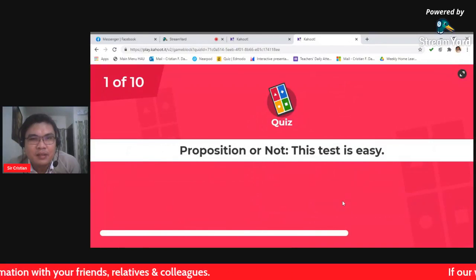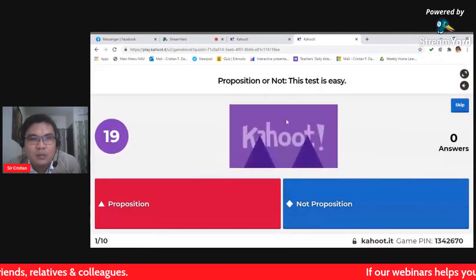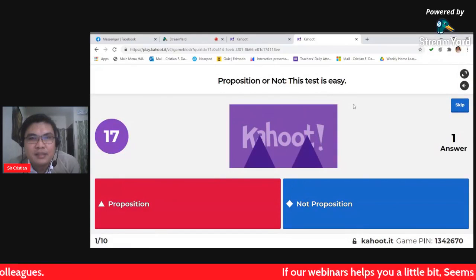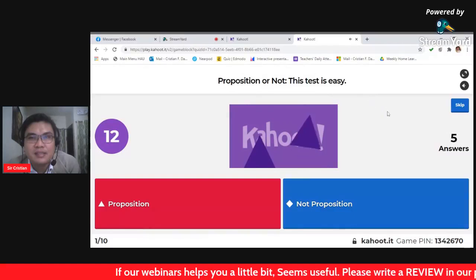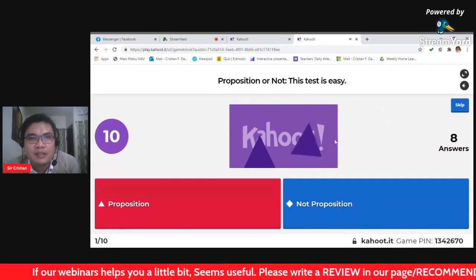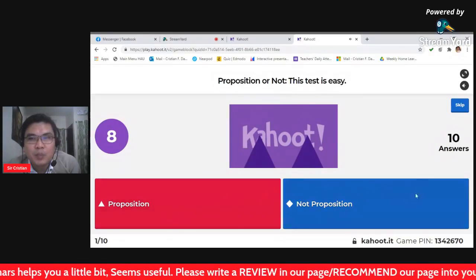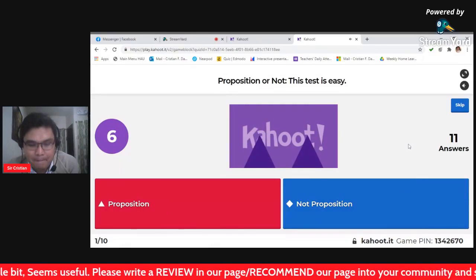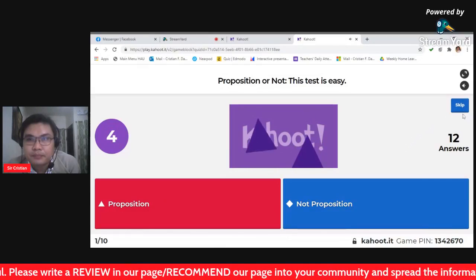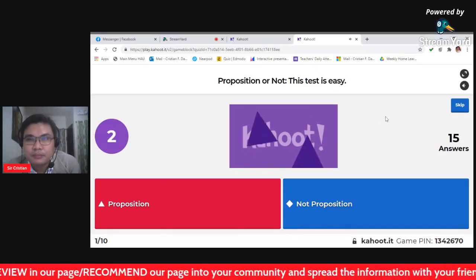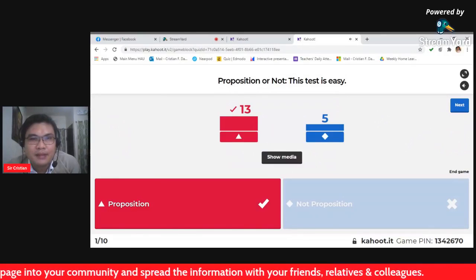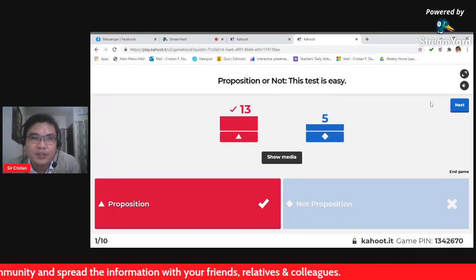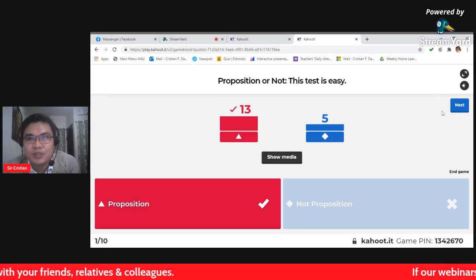First quiz: proposition or not. The given statement is "This test is easy." Is it a proposition or not a proposition? The answer is it is a proposition. So 13 got it correctly. Come on, guys, you can still get the other questions.